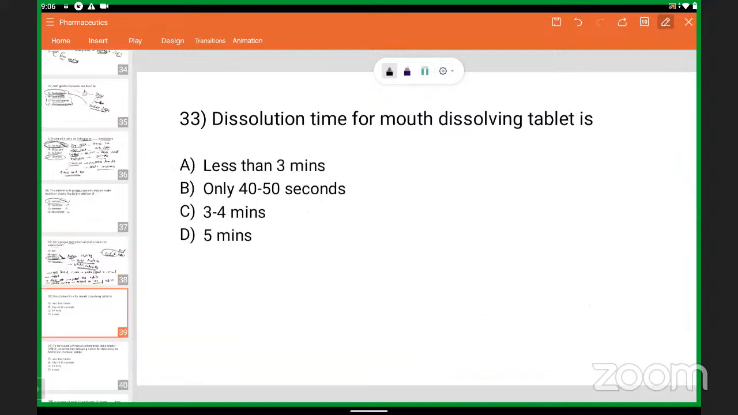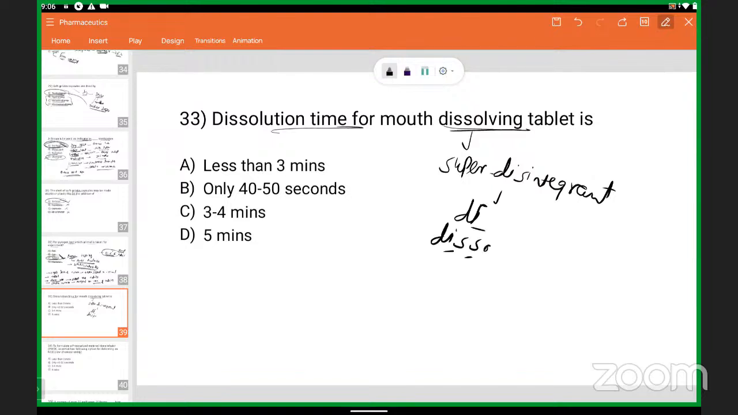Next question, the dissolution time for mouth dissolving tablets is. Okay, so in mouth dissolving tablets we use super disintegrants, and because of these super disintegrants our tablet disintegration property as well as dissolution properties tremendously increase. If you see the options, less than 3 minutes, only 40 to 50 seconds, 3 to 4 minutes, and 5 minutes. So option B, that is only 40 to 50 seconds, is the right answer for this question.